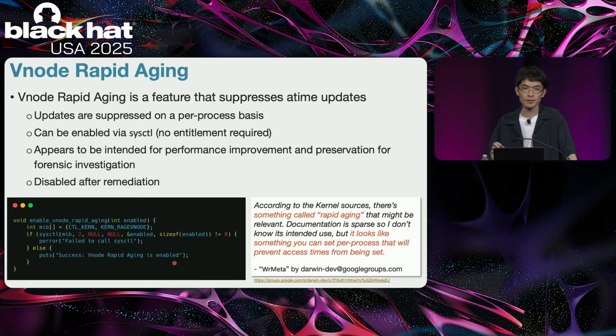Let me briefly explain what vnode rapid aging is, since it doesn't seem to be widely known. This feature suppresses the access time updates on a per-process basis. It can be enabled via sysctl. XPR appears to enable this feature, possibly for performance improvement or to preserve forensic artifacts. This is disabled after the remediation finishes.